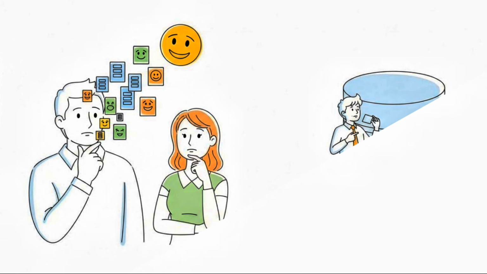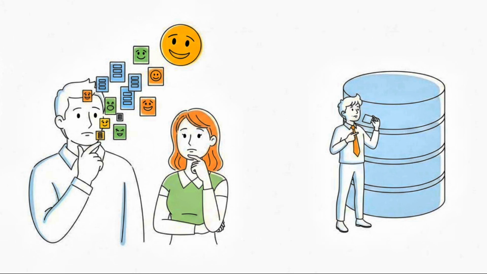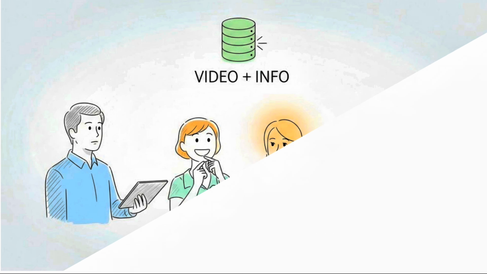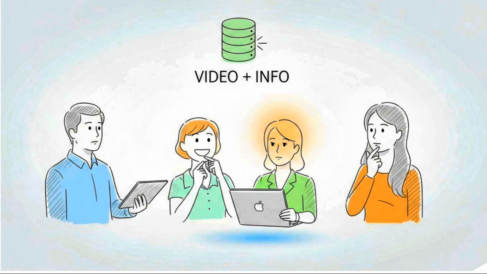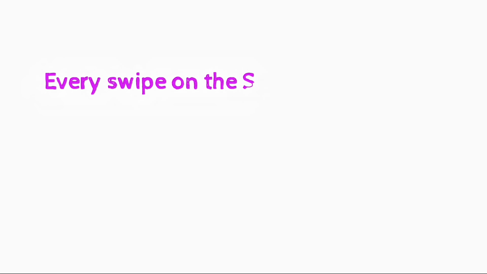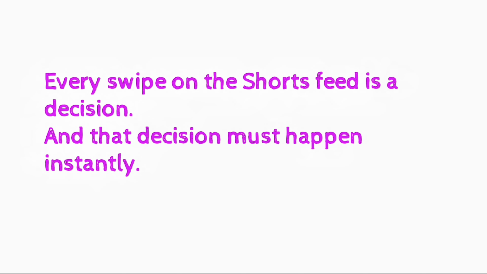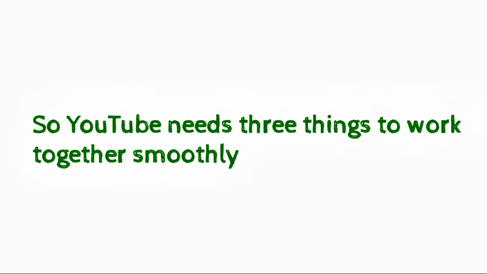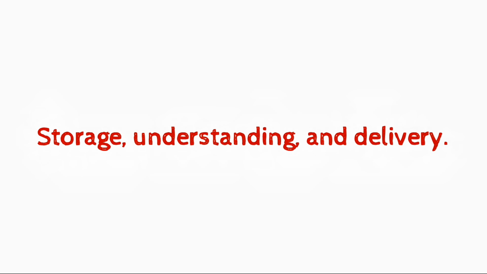When you upload a YouTube Short, YouTube does not see it as content or creativity. It sees it as data. Your video becomes a digital object stored inside YouTube's system. That system is built to answer one question: what should we show this user next? Every swipe on the Shorts feed is a decision, and that decision must happen instantly. So YouTube needs three things to work together smoothly: storage, understanding, and delivery.